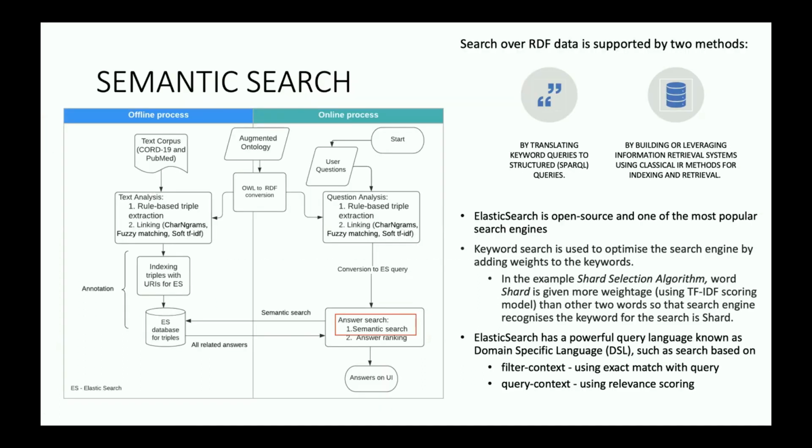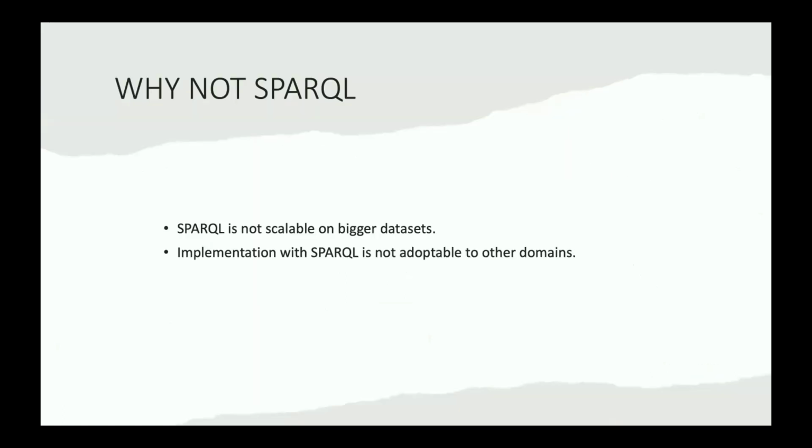Why not SPARQL? As I mentioned here, SPARQL is one of the traditional ways of querying RDF data. Why are we not using it? The reason is that SPARQL is not scalable on bigger data sets. As I mentioned, we have about 100,000 triples extracted from 200 documents. If it exceeds millions or trillions of data, then SPARQL won't perform as well as Elasticsearch. Implementation with SPARQL is also not adaptable for other domains, because SPARQL mainly focuses on question types like when, where, what, how, etc. But if there is a complex question, SPARQL is not adaptable for such questions.